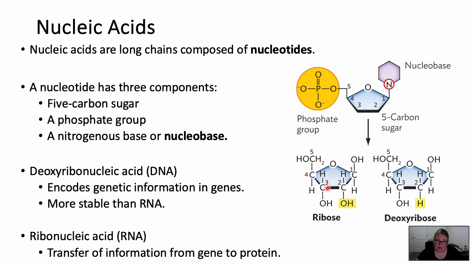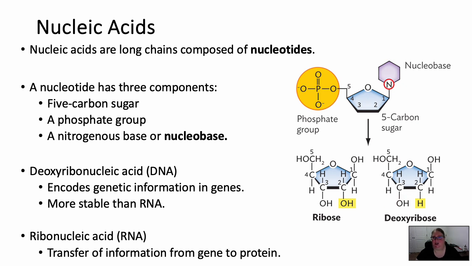So RNA has ribose. This is the ribose molecule. And then DNA has deoxyribose. So ribose and deoxyribose are almost the exact same thing, except on the second carbon here, ribose has an OH group, whereas deoxyribose has a hydrogen group. Deoxy literally means lost the oxygen. So this is the first difference, is they have different 5-carbon sugars.